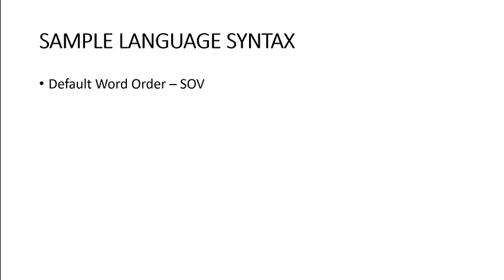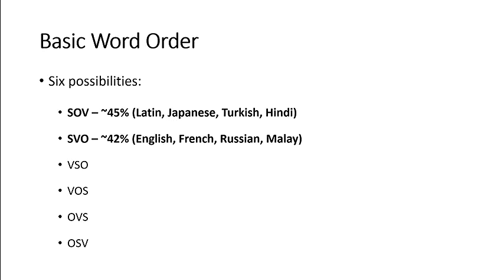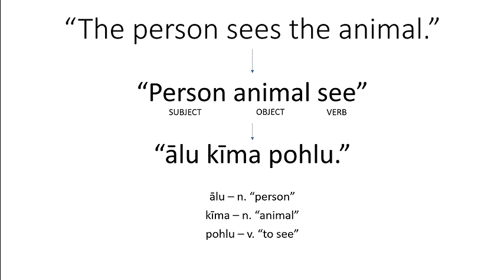I'm going to give our sample language a default word order of subject, object, verb, an extremely common word order, meaning that to say "the person sees the animal," we'd say it like this. What about if you use an adjective to say something like "the big animal"? Does the adjective come before or after the noun that it modifies?